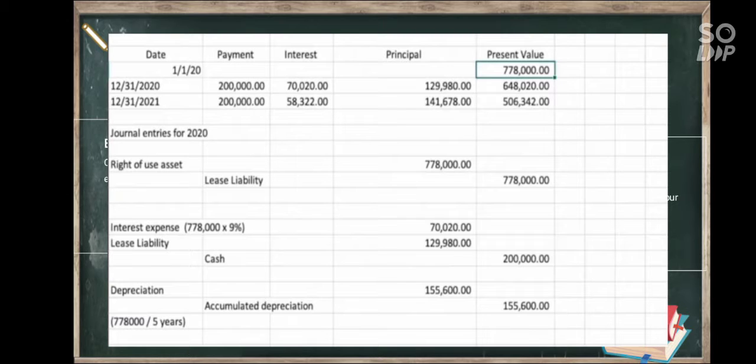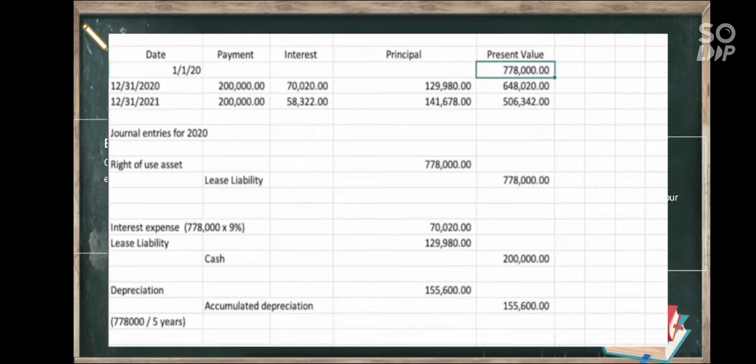Right of use asset is 778,000 debit, and then lease liability is 778,000 credit. Interest expense is 778,000 multiplied by 9%, that is 70,020 debit. And then lease liability, 129,980 debit. And then cash credit, 200,000.